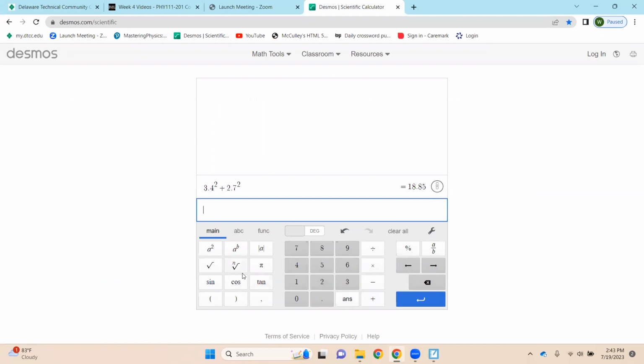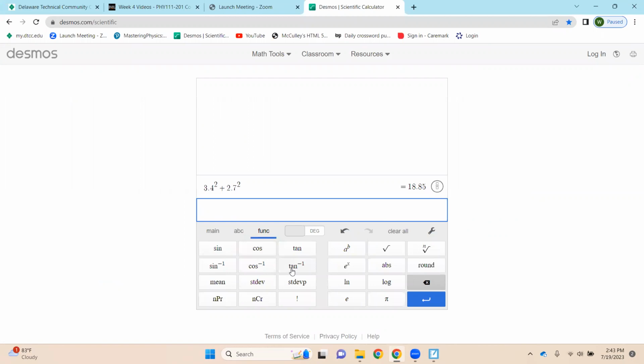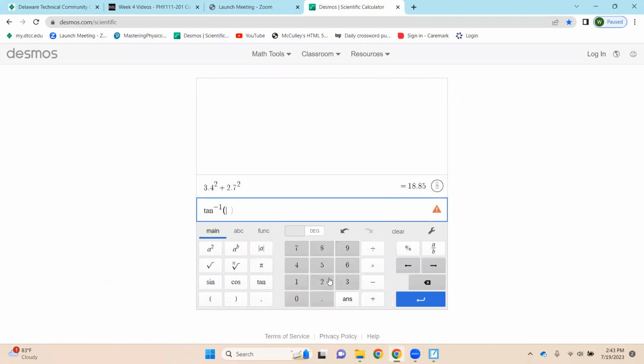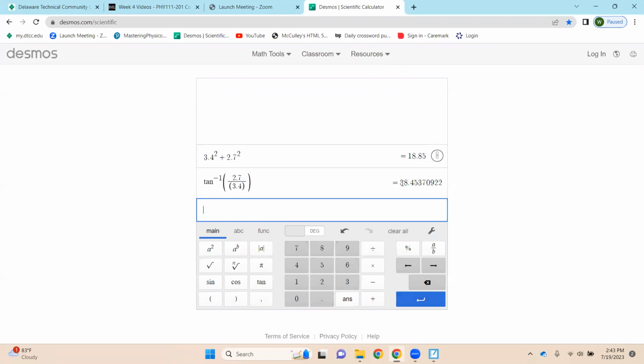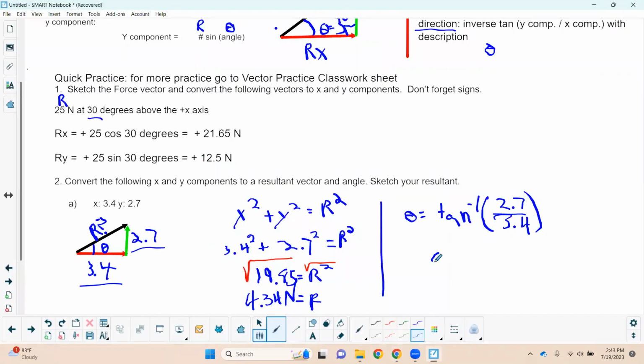I'm going to hit function, and I want tan to the -1. That's the arctan. And then we're going to get back to the number. So we said it was 2.7 divided by 3.4. You could use other trig functions to get this answer. That's fine, but that's what we got. So it's 38.45. So theta, our angle theta, is 38.